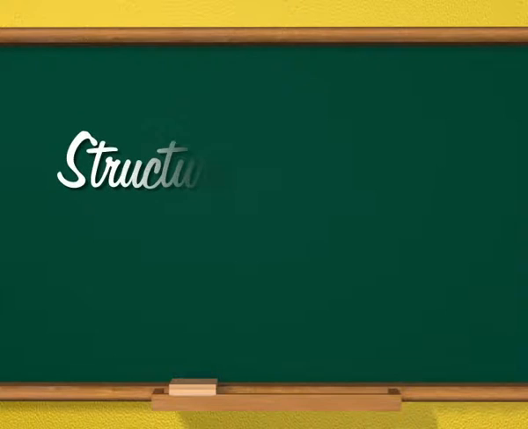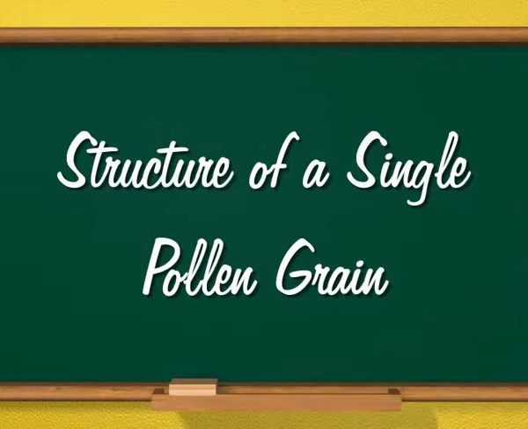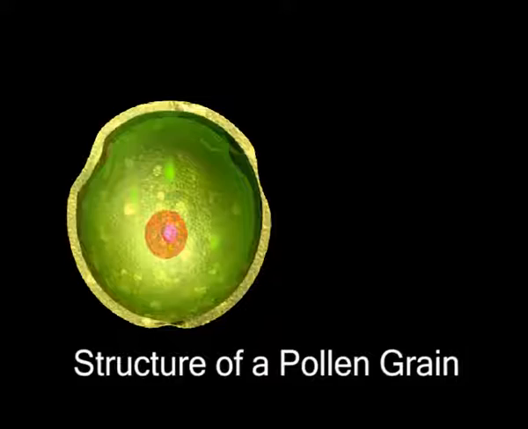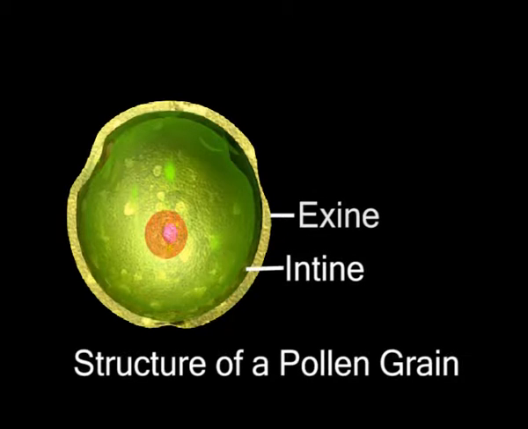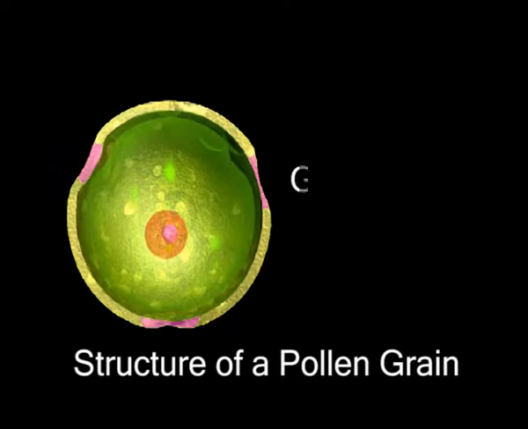Let's see a video in which the structure of a pollen grain will be clear to you. This is a cut section of a pollen grain which has a two-layered covering. The outer wall may have pores and furrows. This layer is made up of proteins and is known as exine. This layer is highly resistant to adverse conditions. The inner layer is known as intine. The area where exine is thin or absent is known as germ pore.